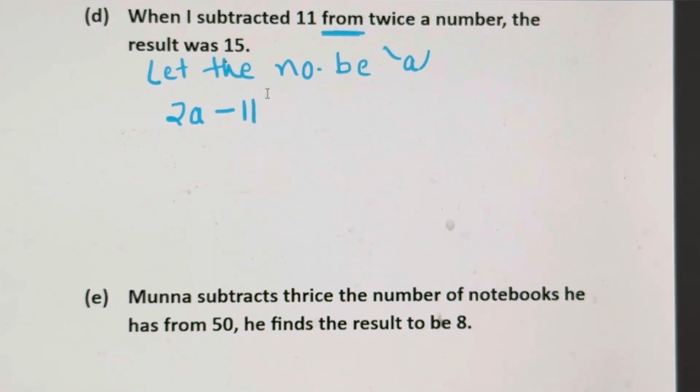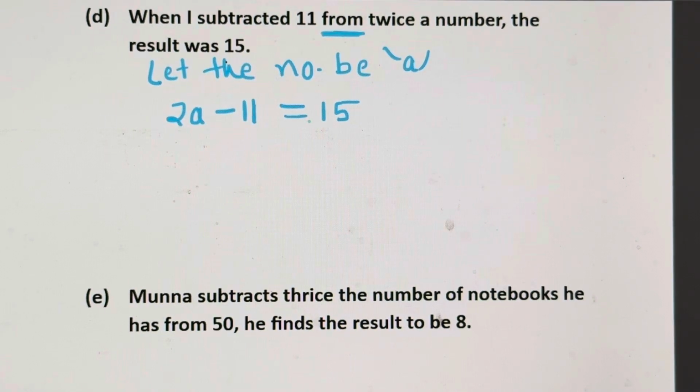Don't write 11 minus 2A. That will be wrong. This is a very common mistake which children make. Wherever it is from, the number or the term after it should come first. So 2A, twice a number, minus 11, the result is 15. So forming this equation is very important, because you need to take care of this from.